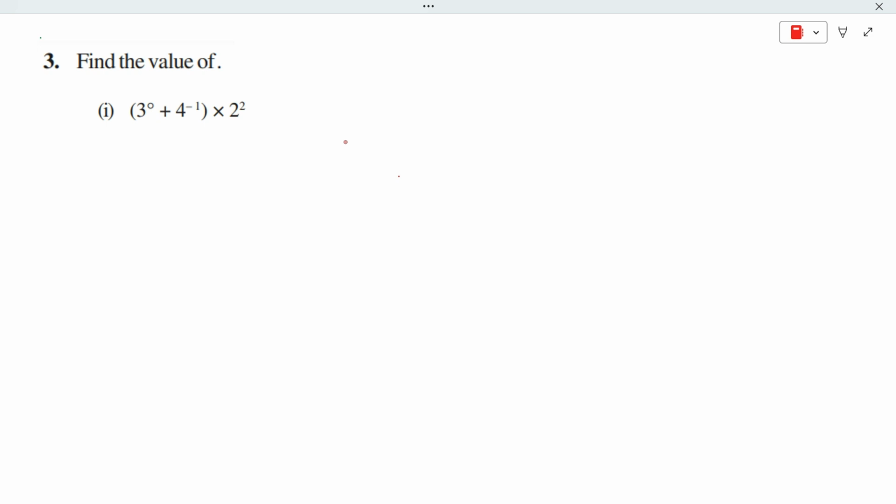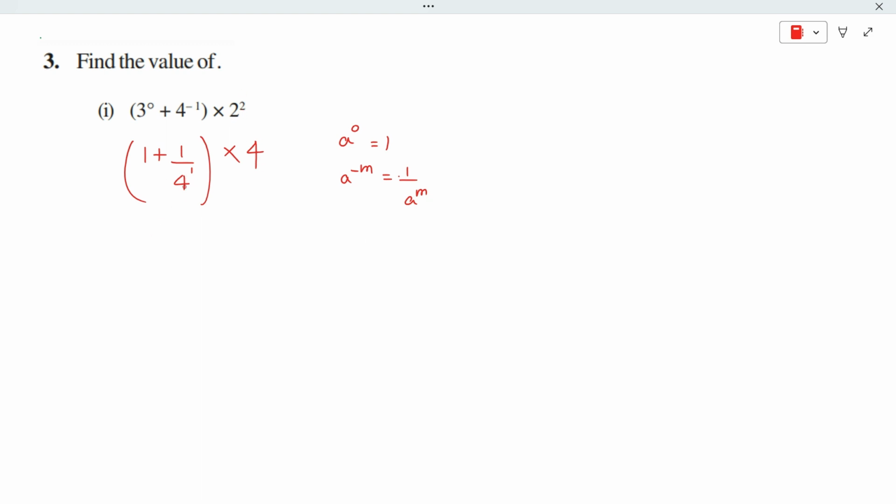So 3 power 0, as I know, any base number to the power 0 is going to be 1. So 3 power 0 is 1. 4 power minus 1. So I know a power minus m is equal to 1 by a power m, isn't it? So I am just reciprocating it and making the power negative 1 into positive 1. 2 square is 4. So since I need to find the value, I'm just expanding the powers and writing the value.